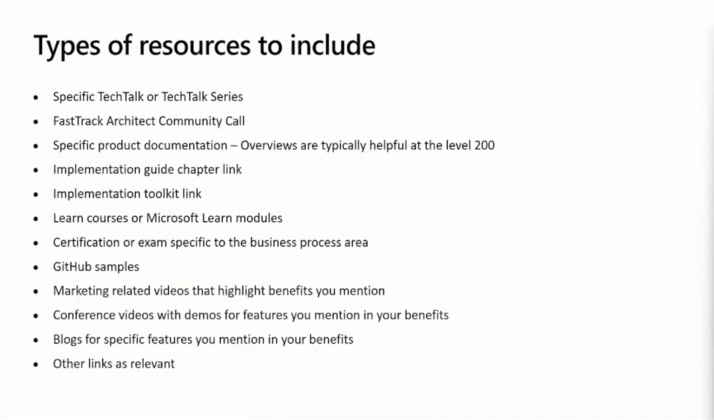We've gathered a list of possible things that might be valuable to include. That could be specific tech talks or a tech talk series, FastTrack architect community calls, specific product documentation, implementation guide chapters, implementation toolkits, Learn courses or Microsoft Learn modules, certifications or exams that are specific to the business process area, and any GitHub samples that are available out there. If there are marketing related videos that highlight the benefits that you mentioned in a particular article, or demonstrations or conference videos with demos, blogs for specific features, or other links that might be relevant.